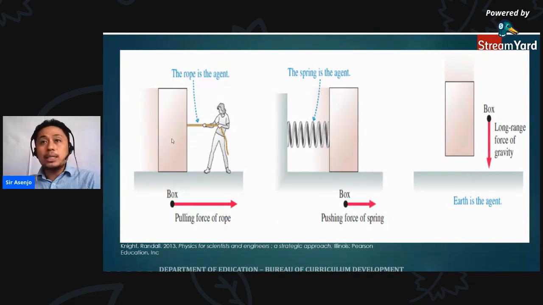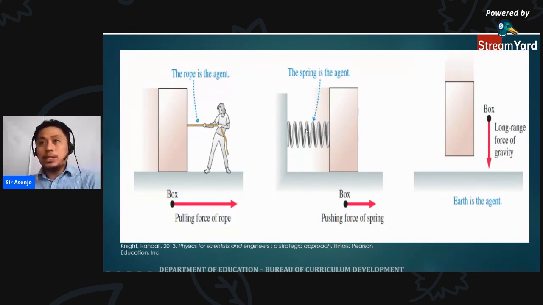Let's have the box. Let's have a man pulling the rope. Okay, the box is represented by the circle, and then the pulling force of the rope represented by the arrow, with the direction going to the right. So in this case, what is the agent of the force? The rope is the agent of the force. So that is why this kind of force is called tension force, because of the presence of the rope.